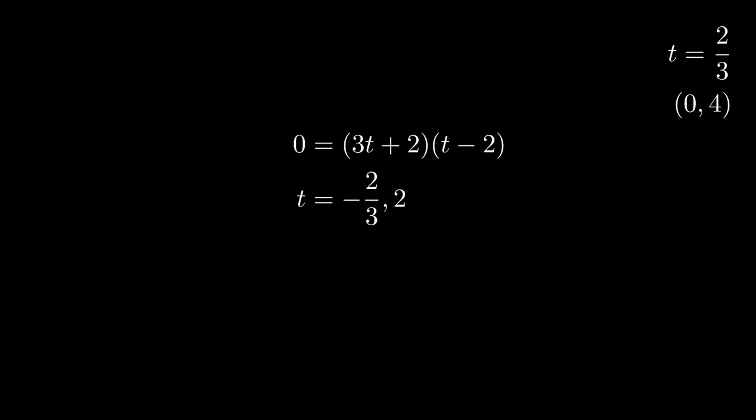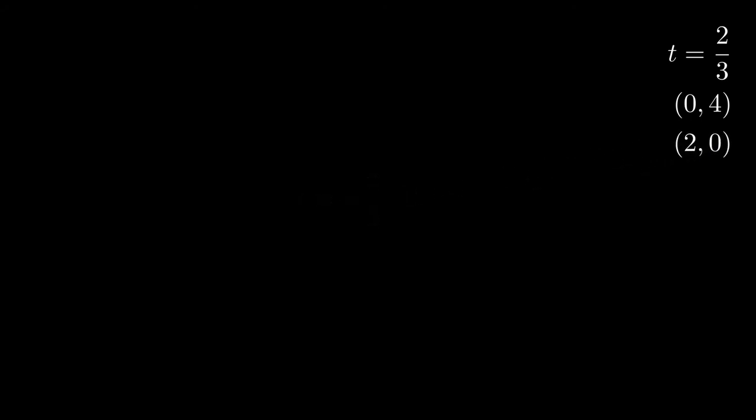So we're only going to look at the positive. This is one of the roots where it crosses the horizontal axis. So t is 2. The value of the velocity there is 0. So I've got two points that we can plot.